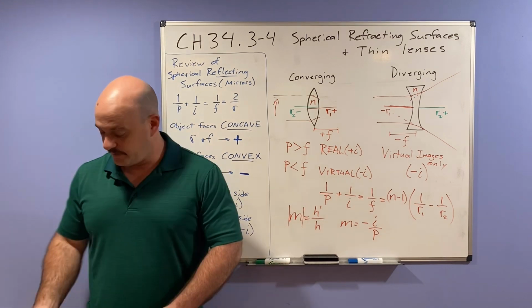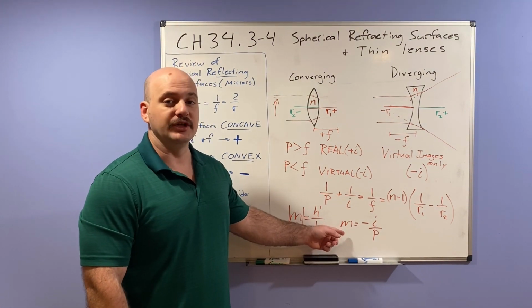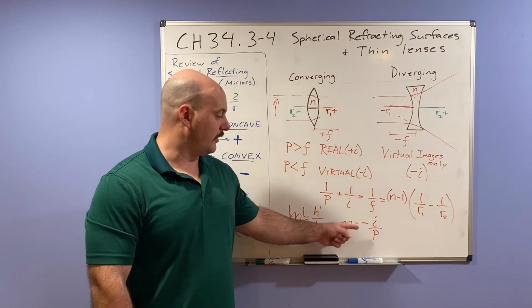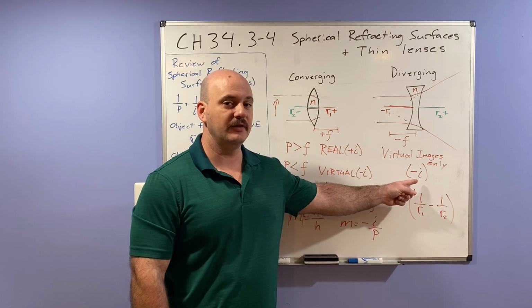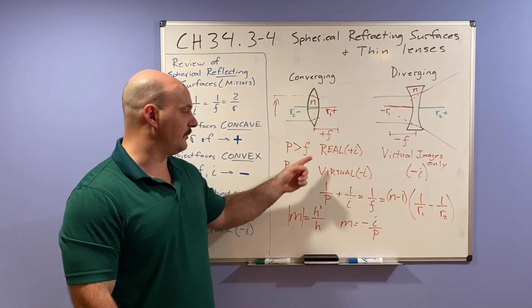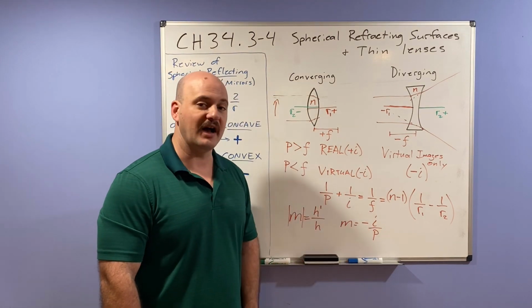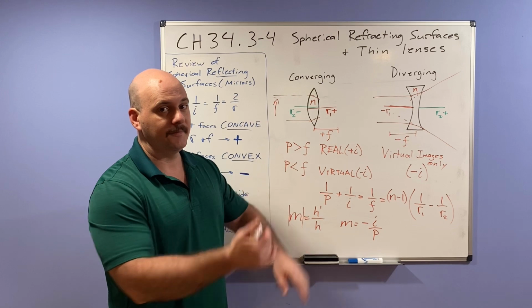And remember, the magnification is what tells us the orientation of the image. So a virtual image, which will always be associated with a negative image distance, will be upright, whereas a real image, which is always associated with a positive image distance, will be inverted.